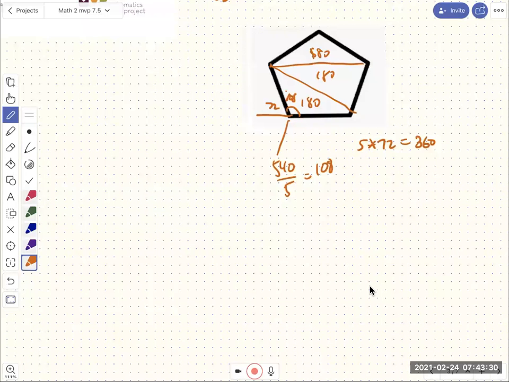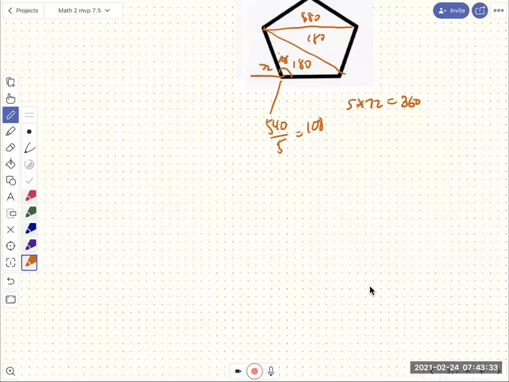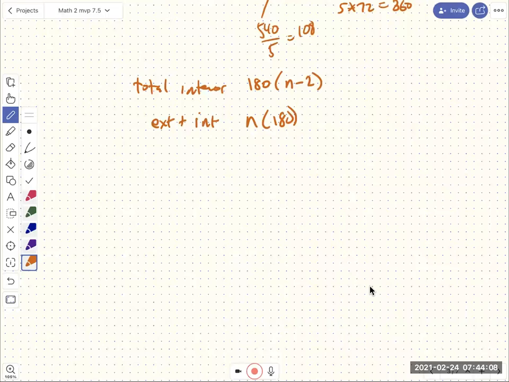But eventually you're longing for an answer in general, right? The total interior is 180 times 2 less than the number of sides. And the total of exterior plus interior is n times 180, however many angles you have, because every single side is going to have these supplementary angles. So in general, if I take 180 times n and subtract the interior angles, 180 times n minus 2, what's left is the exterior angles.